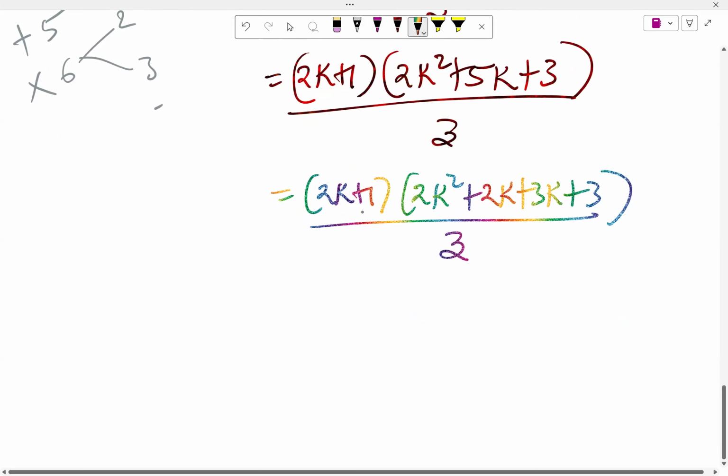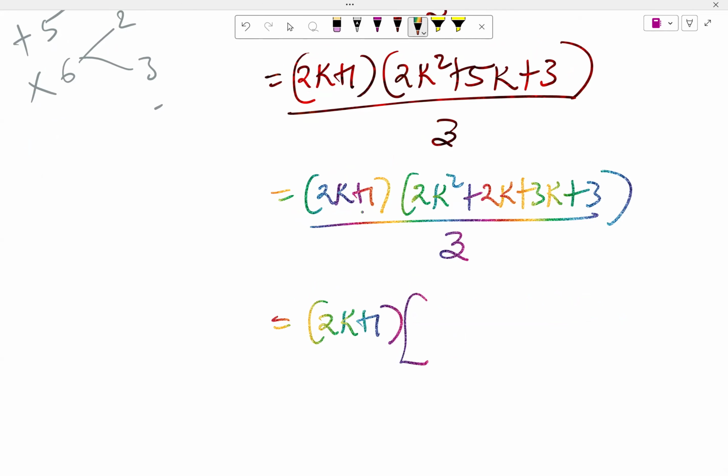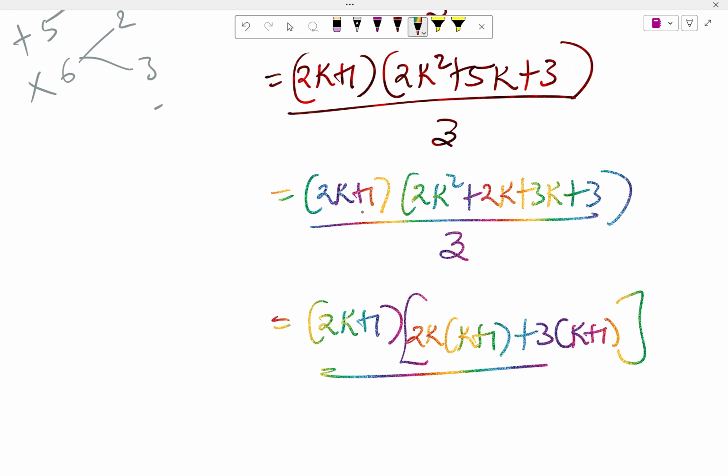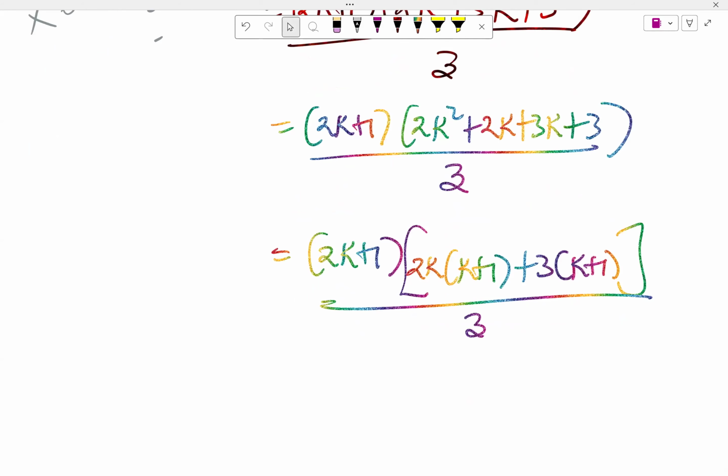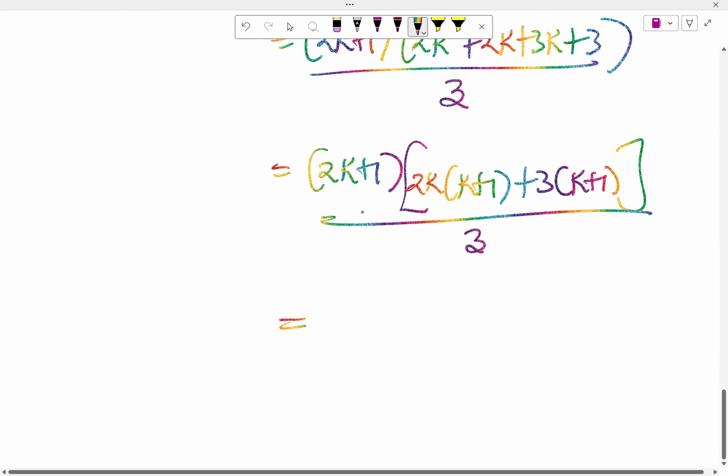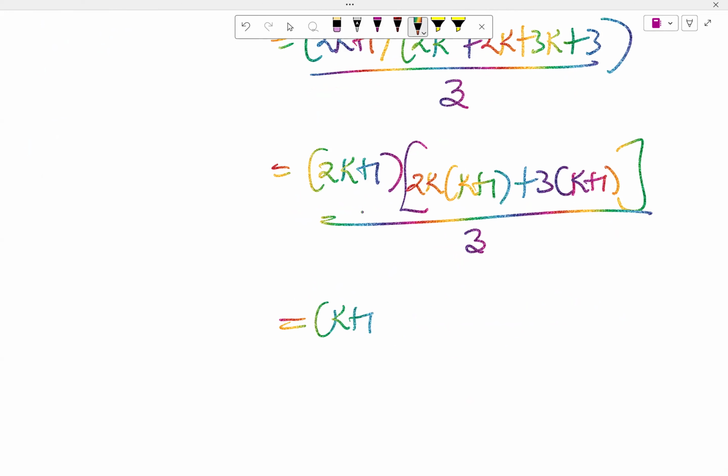And then we have 2k plus 1 into, 2k is common in the first one. So you have 2k into k plus 1 plus 3 into k plus 1. All of that over 3. Now we still go on, and you can see k plus 1 is common inside here, so you can take k plus 1 out straight. Let's just take that out. K plus 1 into 2k plus 1 into 2k plus 3 all over 3.